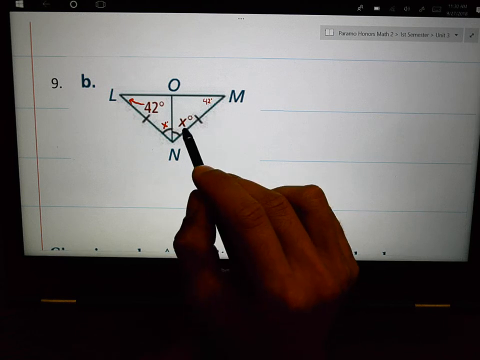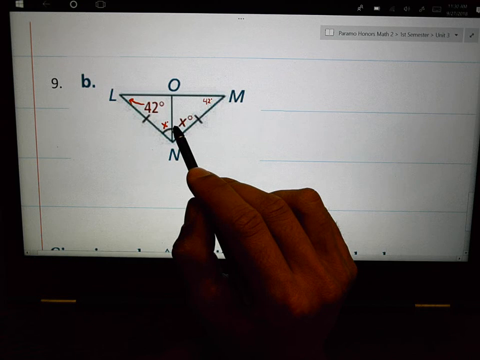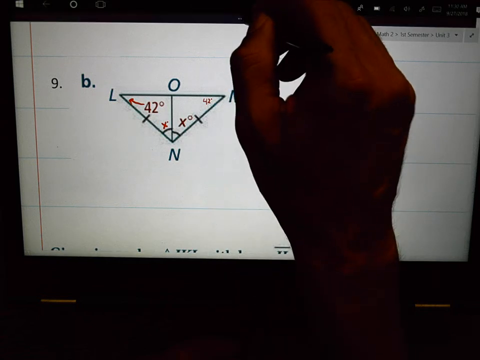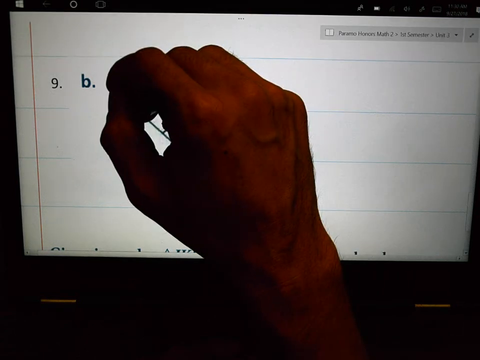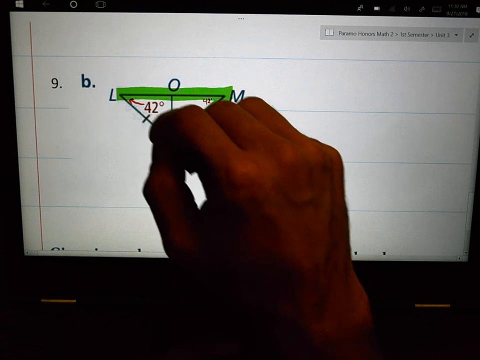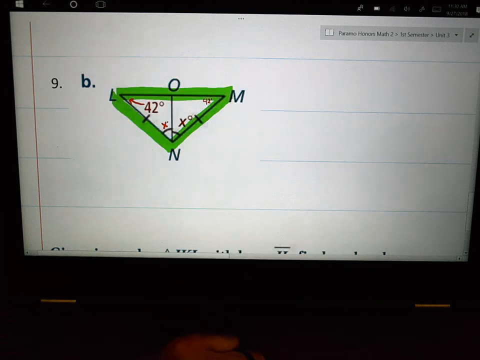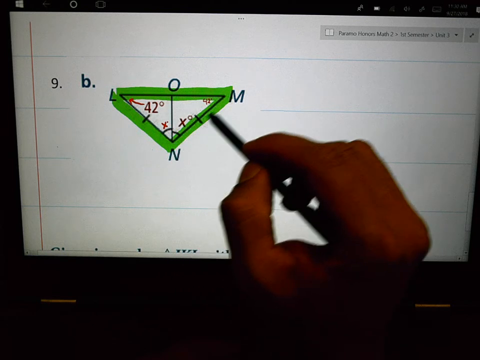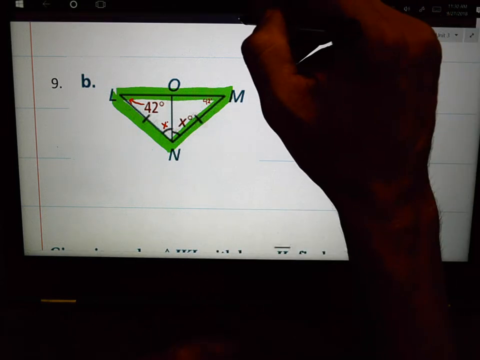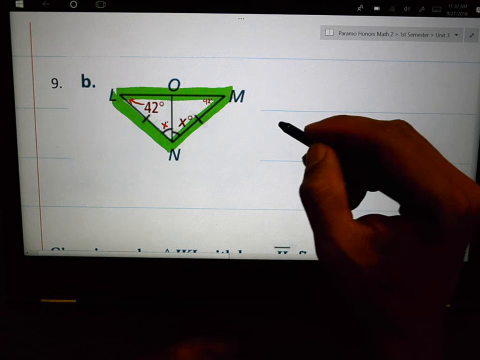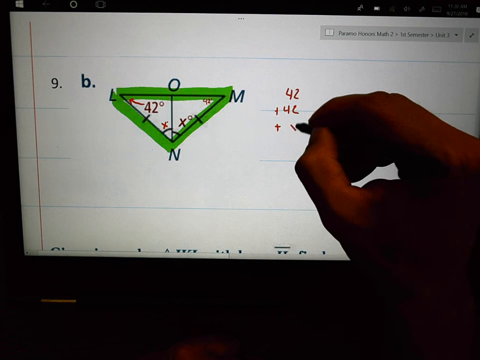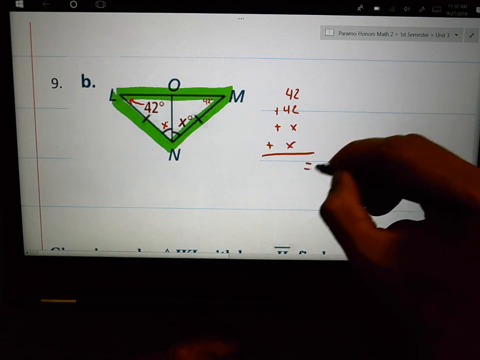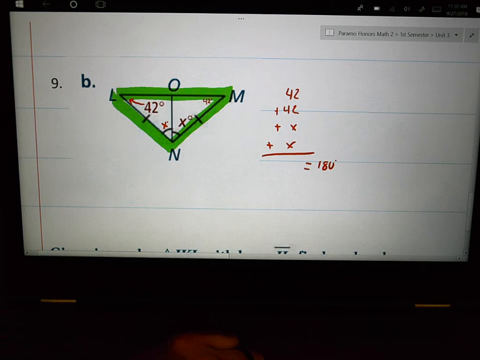Now, if I said this was X and this is X, and I think about this big triangle, let me use a highlighter here. I'm going to use the green highlighter. How many degrees do they add up inside a triangle? I can do that. I can just use that fact that 42 plus 42 plus the x should add up to 180 degrees. I can do it that way. That's just one way to do it.